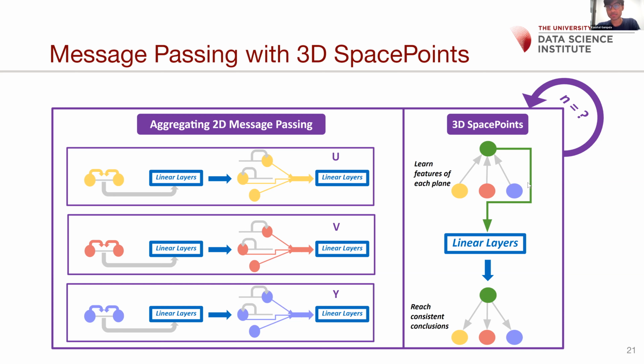So the introduction of 3D space points here is a two-step process. We have our upward pass where we learn features from each plane, and then we have our downward pass where we use the new learned space point prediction to go from 3D to 2D and also enforce this consistency right here. And then we just incorporate this within the overall message passing iterations as an extra step.